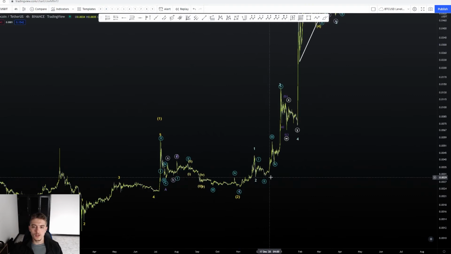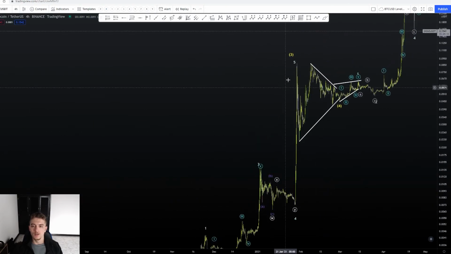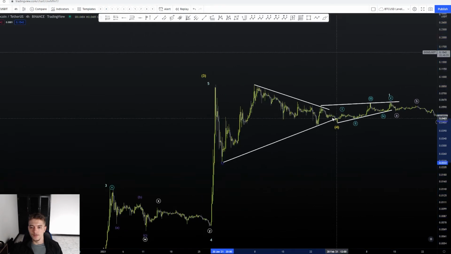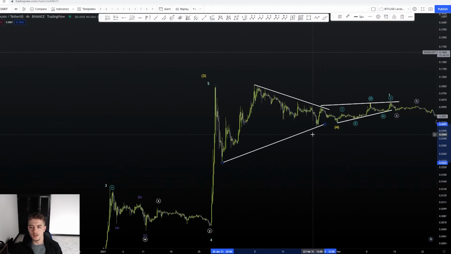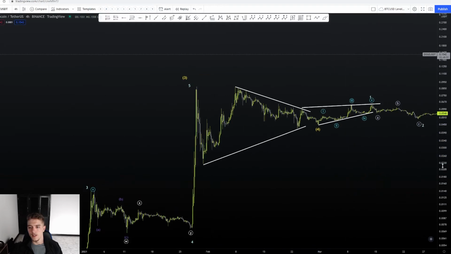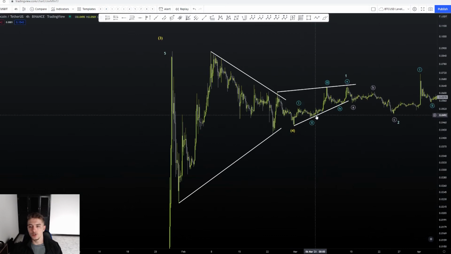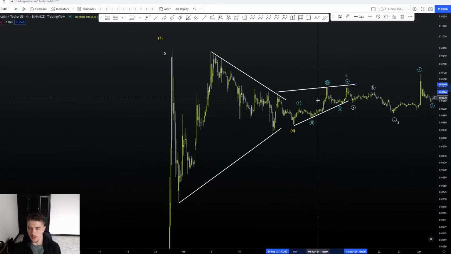So moving on, we get a 1, 2, 3, 4, 5 to complete this intermediate wave 3. Then we get a triangle for an A, B, C, D, E. And actually this would be A, B, C, D, E. Yep, so it would complete right here, and this would start a 1, 2, 3, 4, 5. This would not be a diagonal, so I'm going to delete that. Maybe locked, so I'm going to come in here and delete these trend lines.